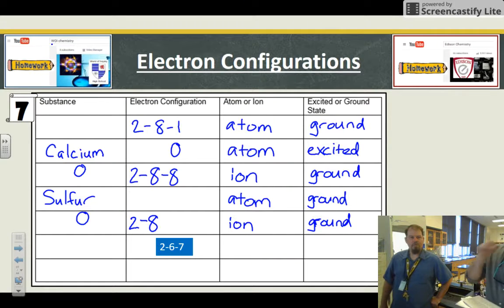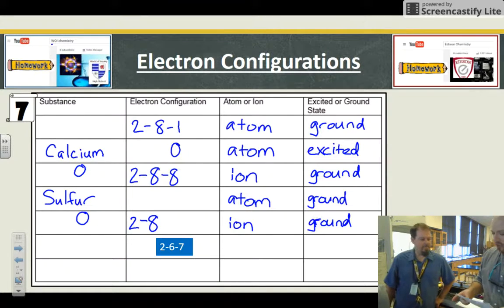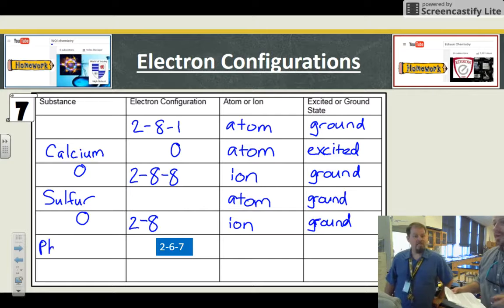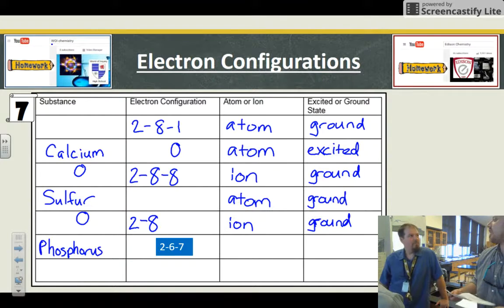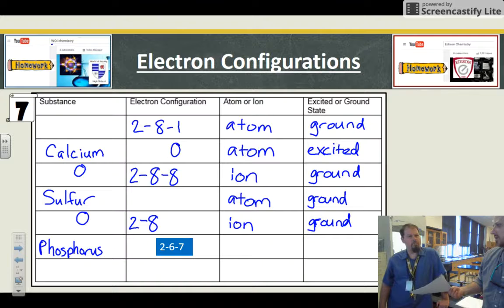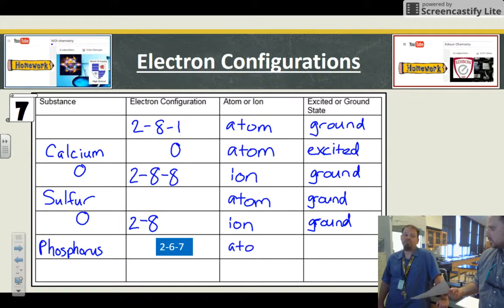2, 6, 7, 8. 6 plus 2 is 8, plus 7 is 15. 15. Who is that? Phosphorus, with a P-H. Phosphorus. Yes, but it's 2 Ps, not the F. 2-6-7. We can't tell if it's an atom or an ion, so we're going to stick with atom. There's no evidence that there's a charge, so it has to be an atom.